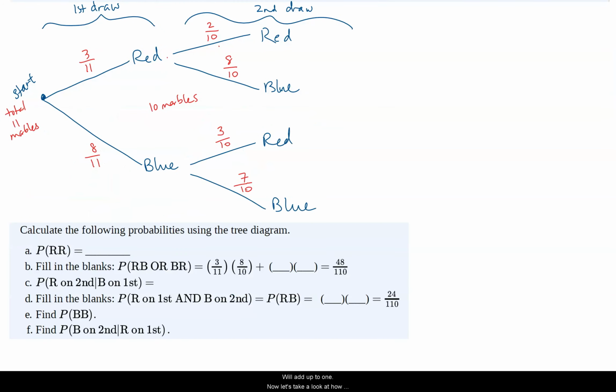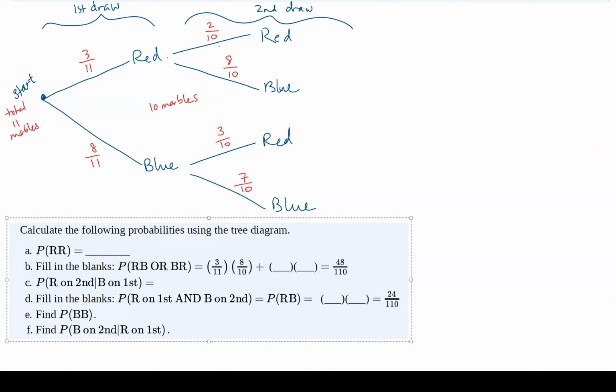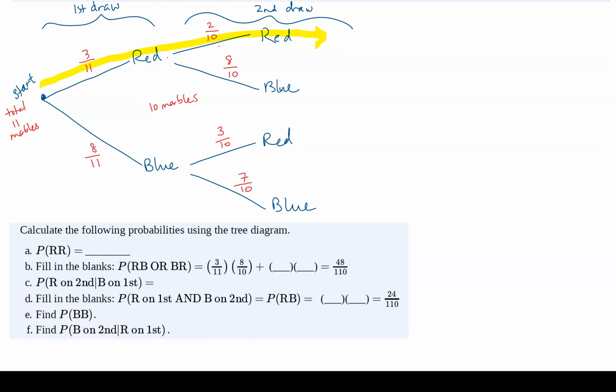Now let's take a look at how to calculate the following probabilities using the tree diagram. The probability of a red followed by a red, we're going to start at the beginning, and we're going to pick up a red and then pick up another red. So to get the probability of 2 reds, we multiply together the probabilities on the branches.